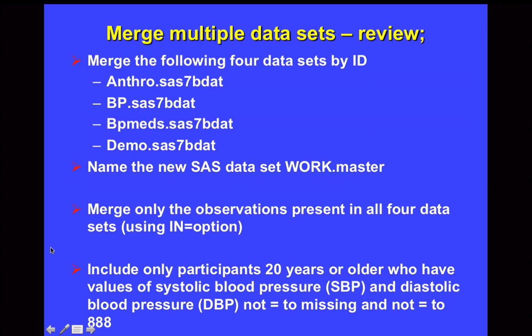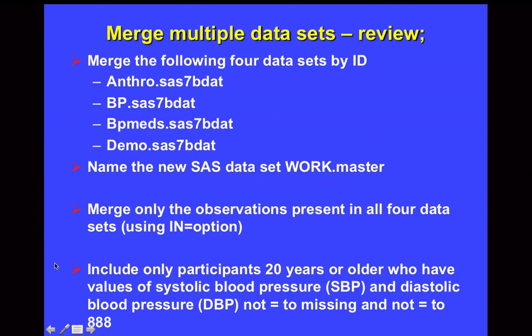One of the first things you should do before we move forward is just pause and take a moment and make sure you have your editor file open and that you're very clear now on how to merge together data sets by a unique identifier and how to get only participants into your data set that are common to all of the data sets, and how to include or subset your data according to characteristics of these participants.